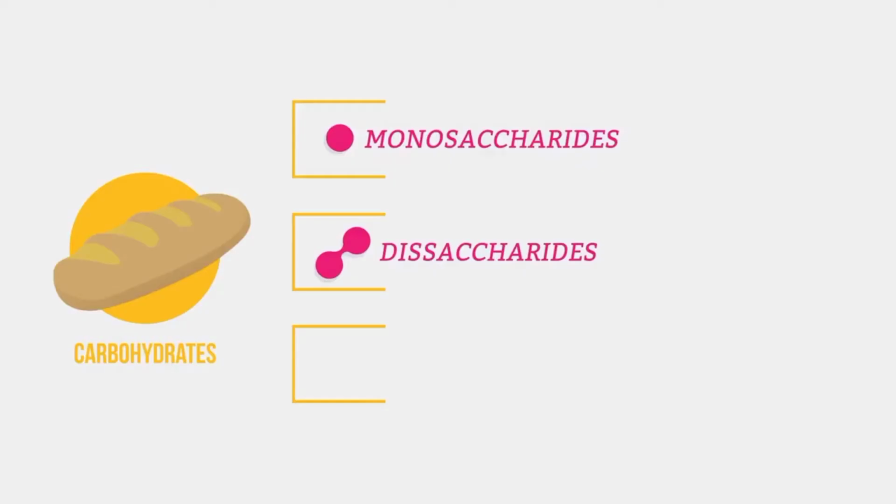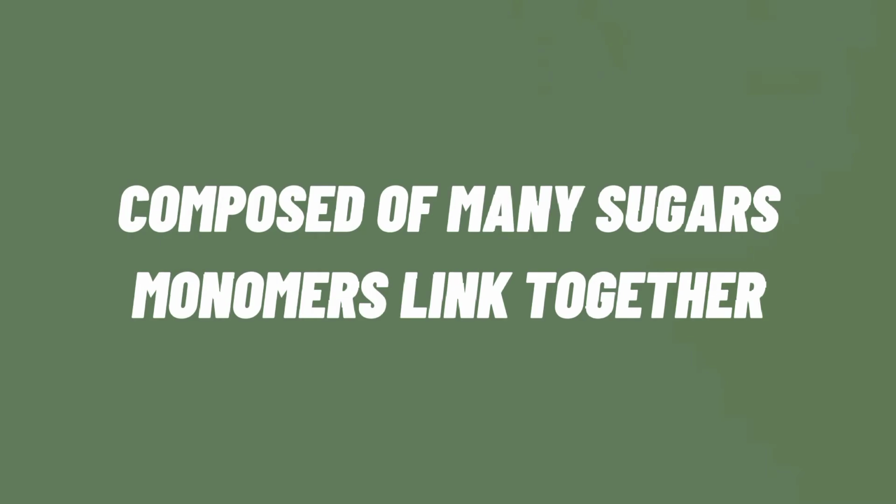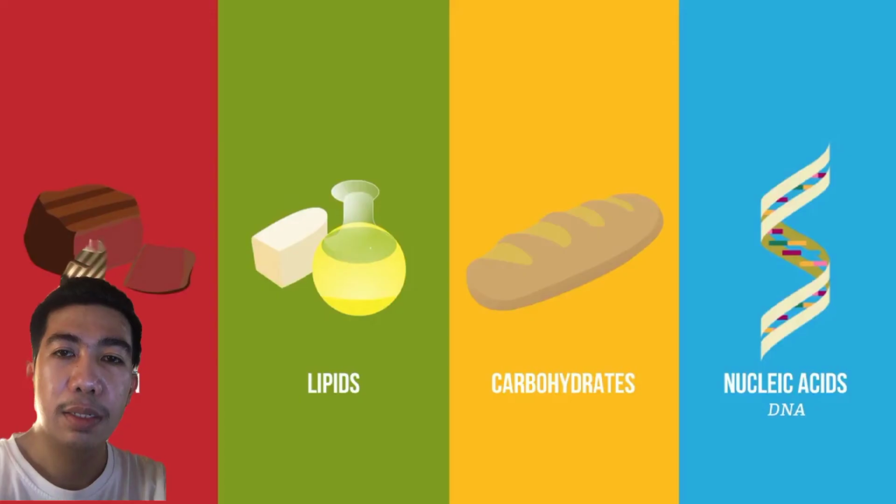Plus, we have the polysaccharide. It is the most complex carbohydrate, composed of many sugar monomers linked together. Examples are starch, glycogen, and cellulose.